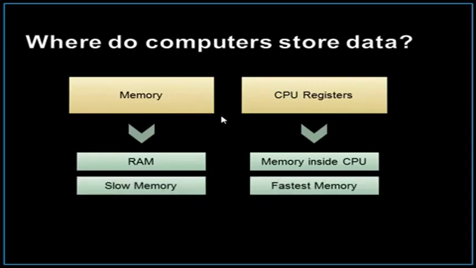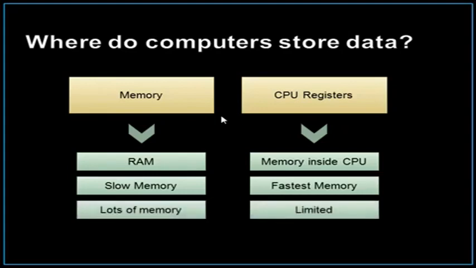Now RAM is slow memory because it is contained in a different chip. The CPU is in one chip and RAM is in another, so it takes time for signals to flow between them. CPU registers are directly contained inside the CPU, so they are the fastest memory available. RAM contains a lot of memory, unimaginably vast for your program, and CPU registers are limited in number.